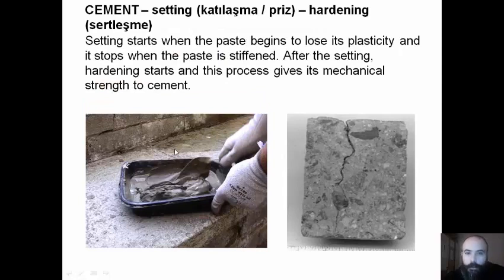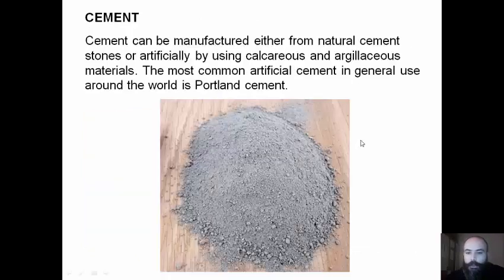Setting starts when the paste begins to lose its plasticity, and it stops when the paste is stiffened. After the setting, hardening starts, and this process gives its mechanical strength to cement. Cement can be manufactured either from natural cement stones or artificially by using calcareous and argillaceous materials.